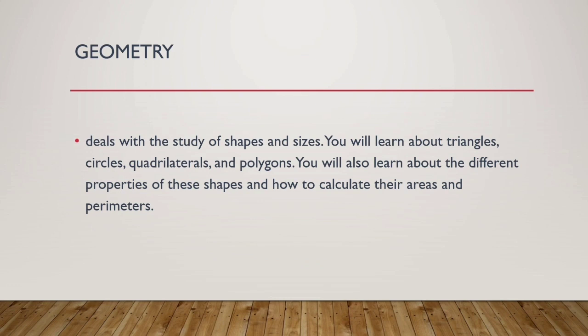Now move towards the fourth unit, that is geometry. From the 5th standard to 9th standard, we know about geometry. This chapter deals with the study of shapes and sizes. You will learn about triangles, circles, quadrilaterals and polygons. You will also learn about the different properties of these shapes and how to calculate their areas as well as the perimeters.